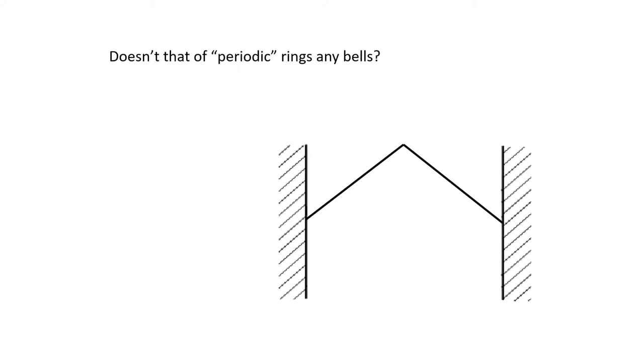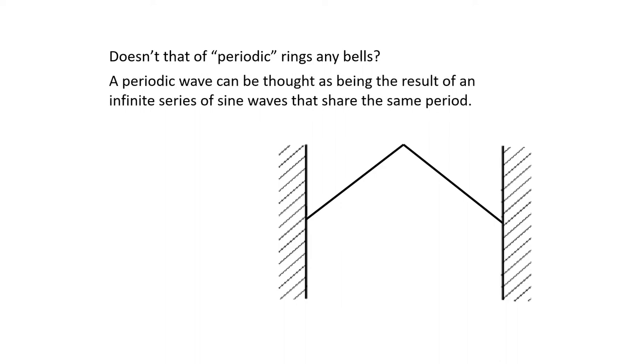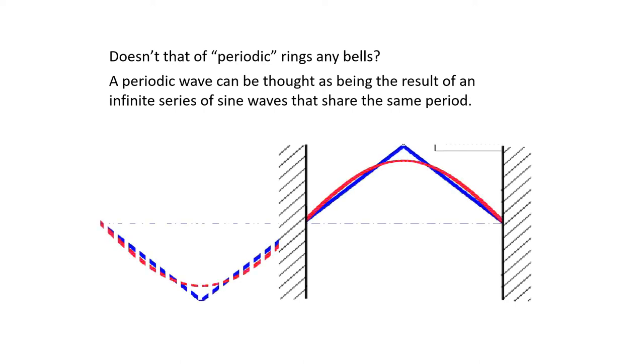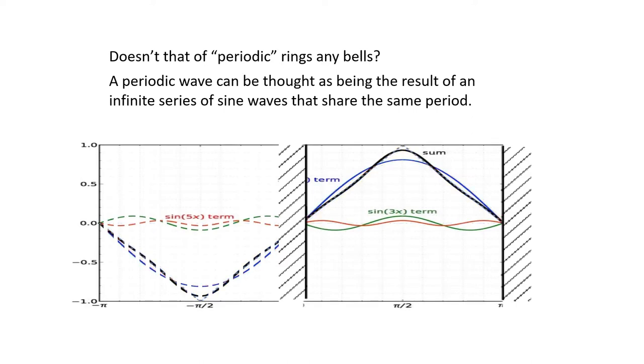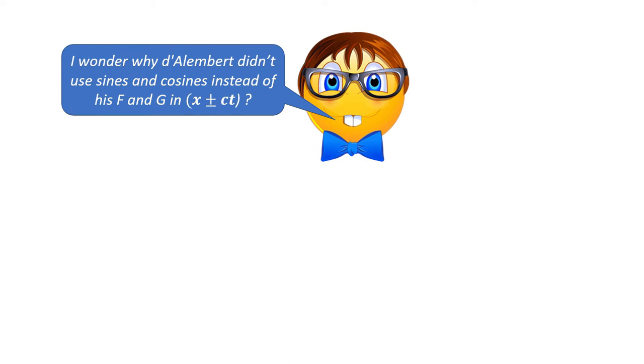Doesn't that a periodic ring any bells? Yes, it does. A periodic wave can be thought as being the result of an infinite series of sine waves that share the same period. As you keep adding terms, the sum will converge to the original wave. Wonder why D'Alembert didn't use sines and cosines instead of his F's and G's in X plus minus CT, huh?